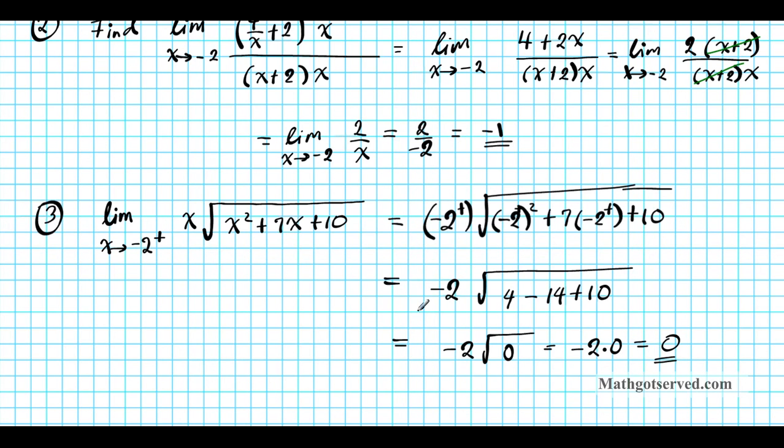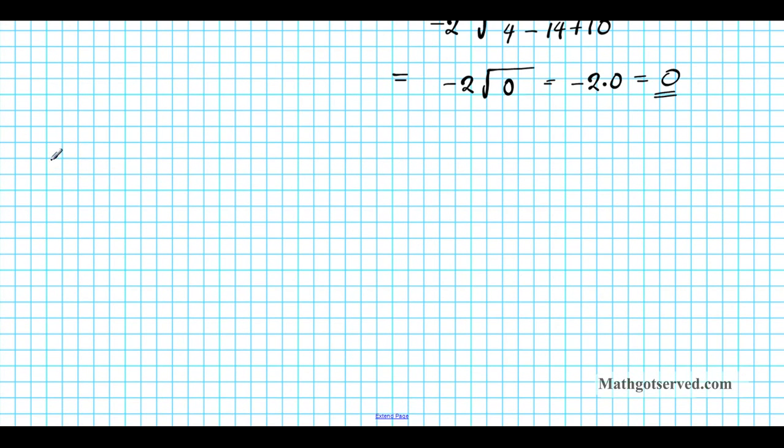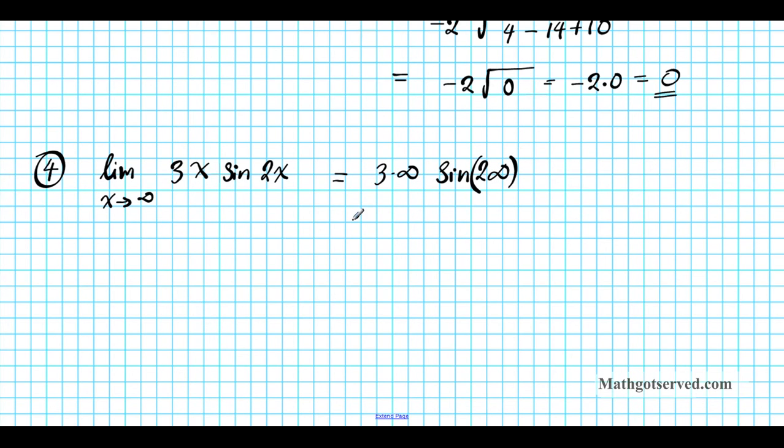Let's move on to question number 4. For question 4, I want to find the limit as x approaches infinity of 3x sine 2x. If we make a direct substitution, what we're going to have is 3 times infinity sine 2 times infinity. 3 times infinity we know is infinity, but what is sine of 2 times infinity, which is the same thing as sine of infinity?